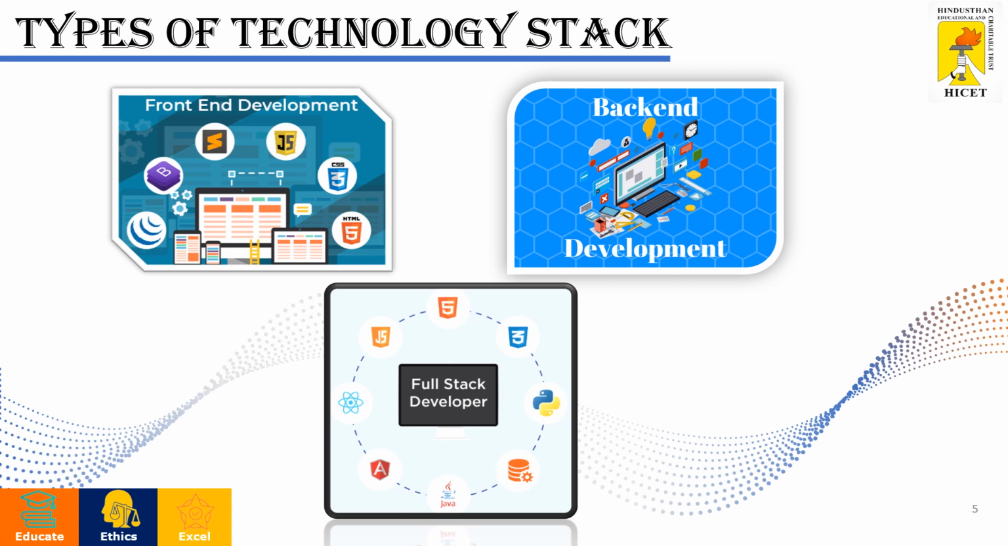Next, we'll see about types of technology stack. A tech stack refers to a set of tools, programming languages, and technologies that work together to build digital products or solutions such as websites, mobile, and web apps. A technology stack consists of two components, the front end and the back end. First, we'll see about the front end tech stack.